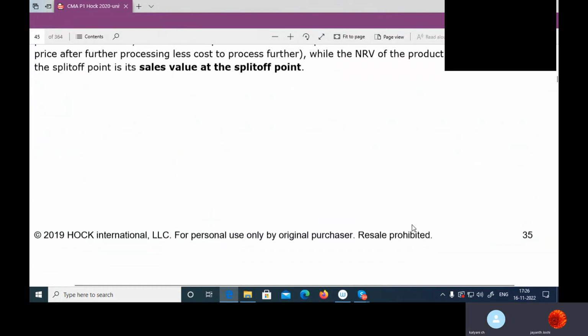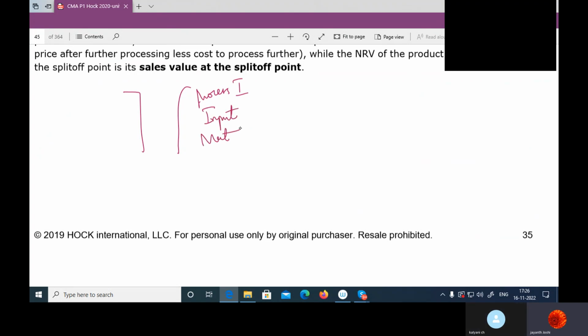Now I'm still making that diagram. So we were here, process 1, and we use inputs. Now I'm finishing the concept and explaining to you what is the motive of studying this chapter. We understood what is joint product and byproduct. Now, why are we doing this? Why are we studying this chapter? That is what we are going to discuss.